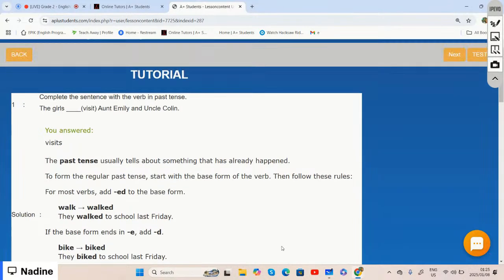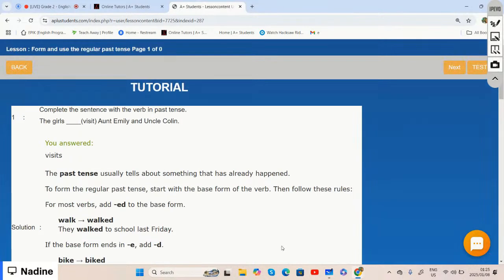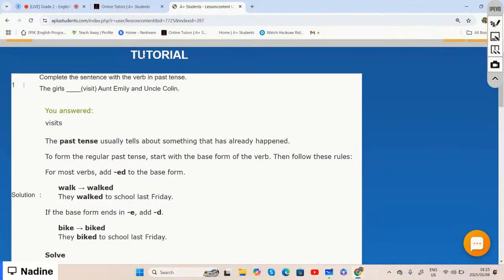All right. So now we're going to look at a few examples of sentences, and then we're going on to our test. It says we need to complete the sentence with the verb in the past tense. Remember, we are either adding a D or we're adding an ED to the word in bracket.